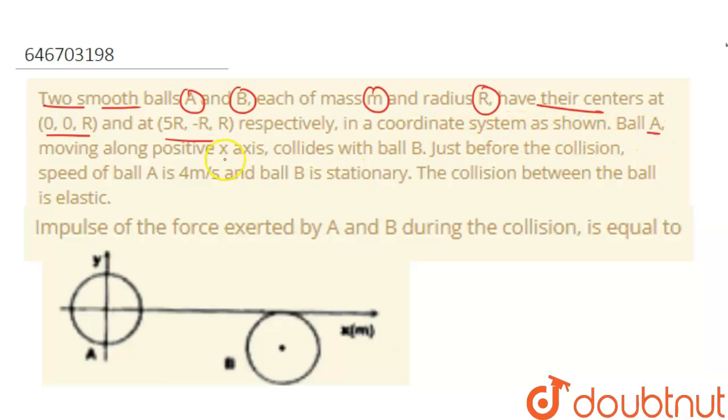Ball A, moving along the positive x-axis, collides with ball B. Just before the collision, the speed of ball A is 4 meters per second and B is stationary. The collision between the balls is elastic. The impulse of the force exerted by A on B during the collision is equal to what?